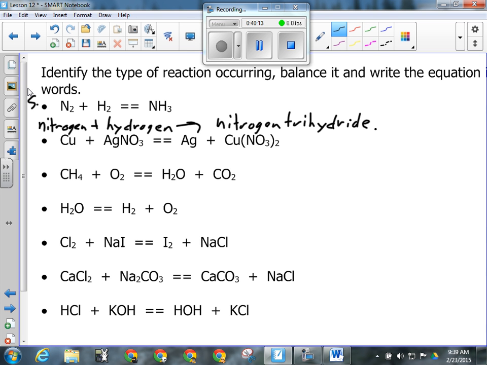Now we got to balance it. Okay, what's present in the highest number? Hydrogen's present in the highest number. Okay, there's a 3 on this side and there's a 2 on this side. What's the lowest common denominator of 2 and 3?